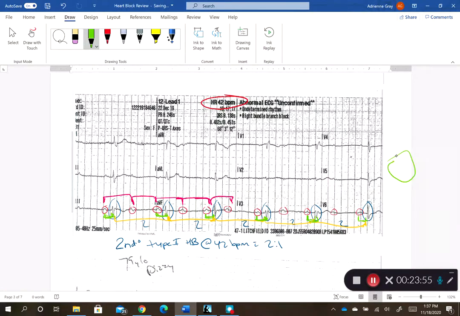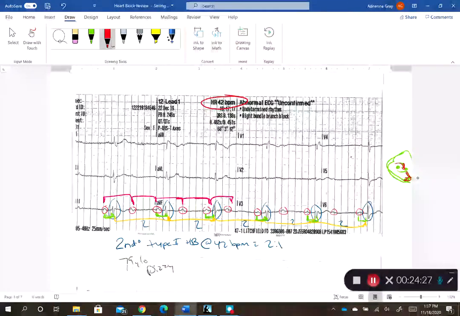What's just happening, if this is my heart, and here's my SA node, and here's my AV node, every second one is getting through. So one doesn't get through, it's blocked. The second one does get through the AV node down to the ventricles. All right, second impulse comes through, it gets blocked. Third impulse does get through, goes down to the ventricles. So every other impulse from the SA node is just being blocked. And that's what's causing that 2:1 conduction ratio.